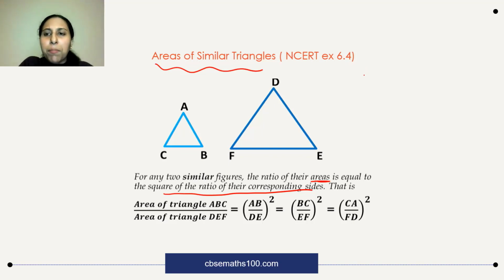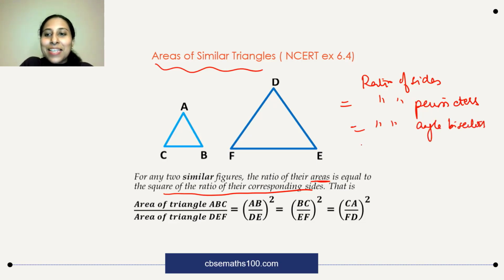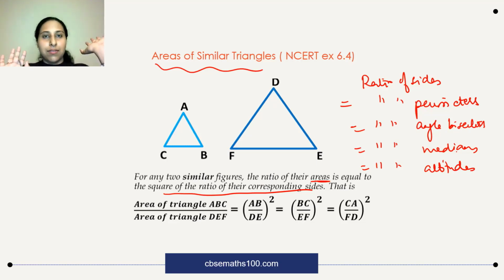One thing I want you all to remember: the ratio of sides is the same as the ratio of perimeters. Remember this. It is also the same as the ratio of angle bisectors, the same as the ratio of medians, the same as the ratio of altitudes. All these ratios for two similar triangles will be the same. It will be fixed.